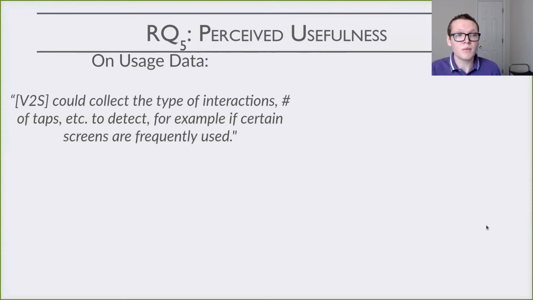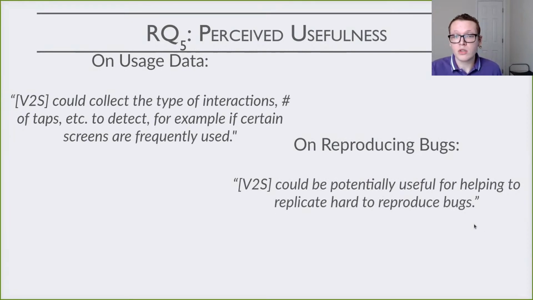On usage data, V2S could collect the types of interactions, number of taps, etc., to detect, for example, if certain screens are frequently used. Another developer said V2S could be potentially useful for helping to replicate hard-to-reproduce bugs. And overall, the perception of V2S was high among the developers.